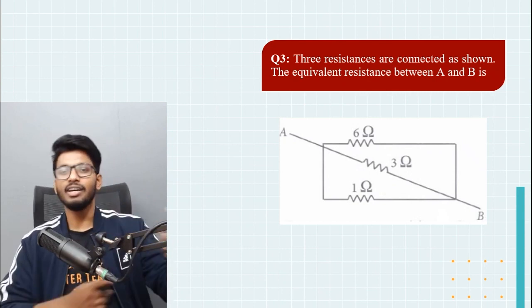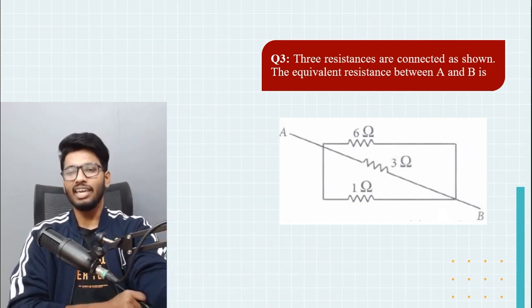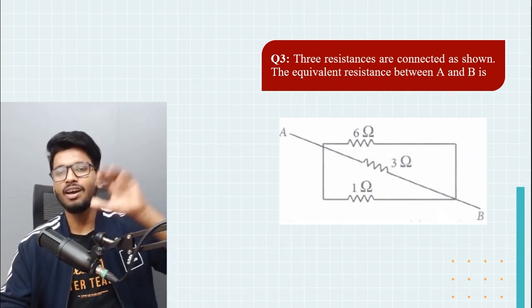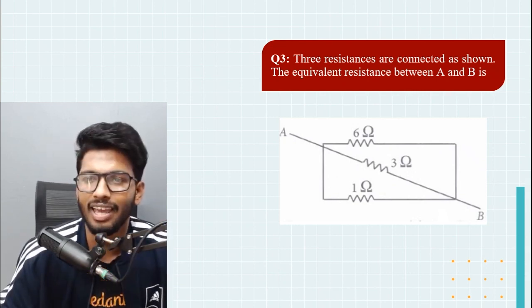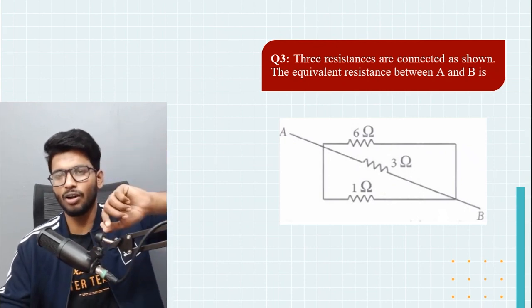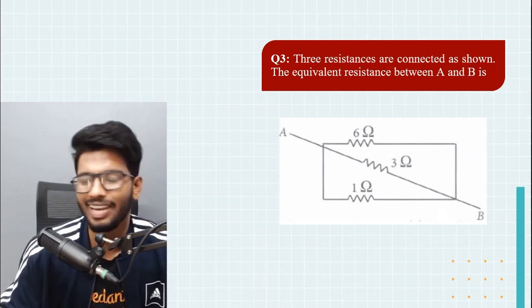All right. So here's the question. 3 resistors are connected as shown. The equivalent resistance between A and B is what? 3 resistors are connected as shown. What is the equivalent resistance between A and B? There are 3 resistors, 6 ohms, 3 ohms, and 1 ohm. What is the equivalent resistance between point A and point B?